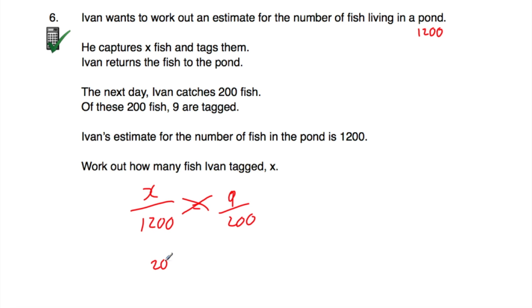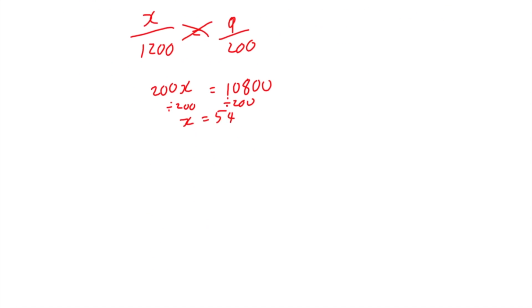200 times x is 200x, and 1,200 times 9 would be equal to 10,800. So we know that 200x is equal to 10,800. Let's divide both sides by 200, so divide by 200 and divide by 200. And that gives us that x is equal to 54. So that means that Ivan would have tagged 54 fish on his first visit. So let's write that down, 54.